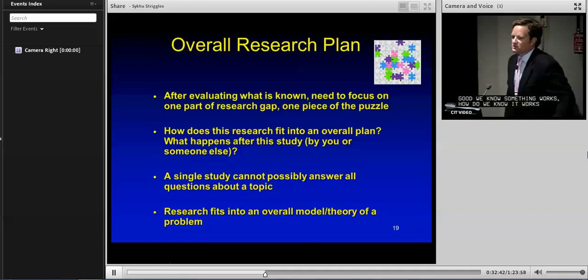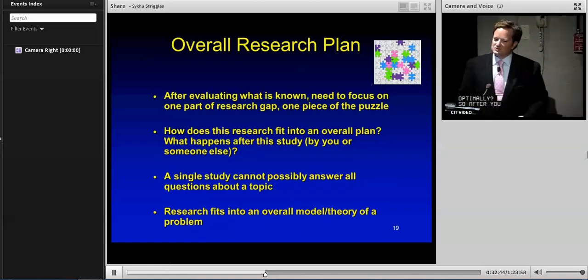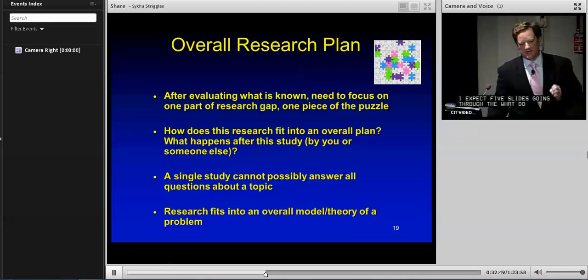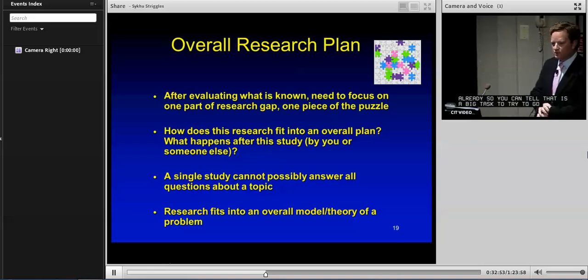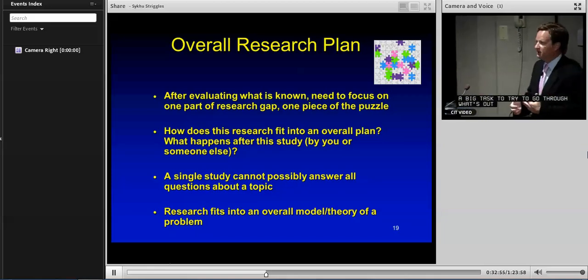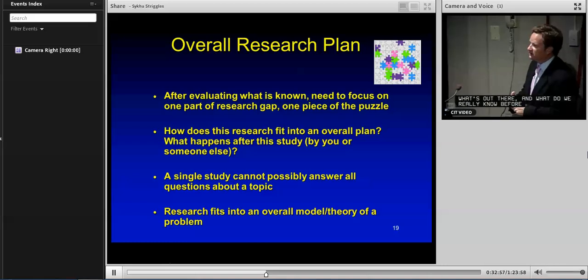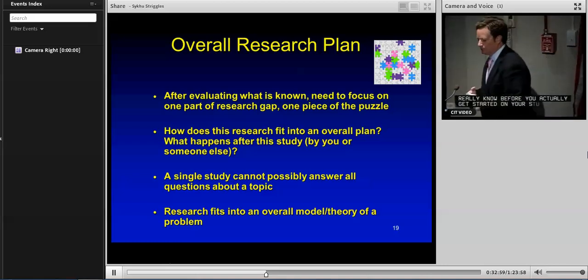So after you go through that, what I just spent was 5 slides going through what do we know already. So you can tell that is a big task, to try to actually go through what's actually out there and what do we really know before you actually get started on your study. And that takes a while to do.